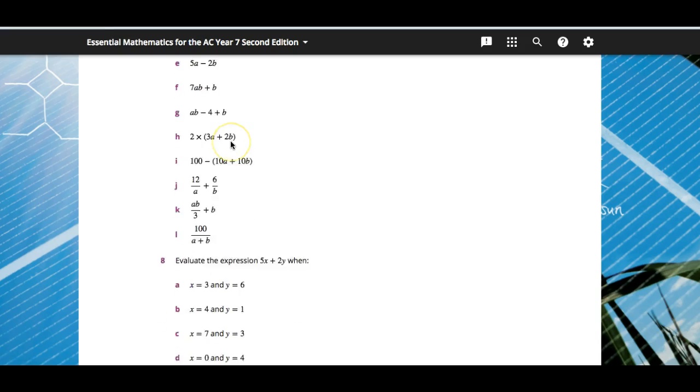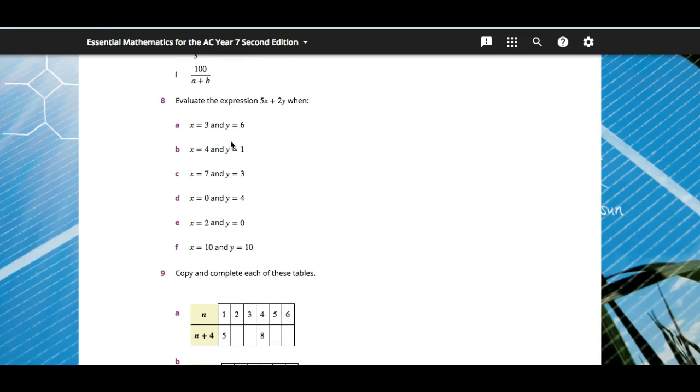Okay, let's move on to question 8. So this one here, we're given different values of x and y and the same expression. So in the previous two questions, we had different expressions and we're substituting in the same value. This one here, we've got the same expression, but we're substituting in different values. Okay, so I might just show you how it's done.